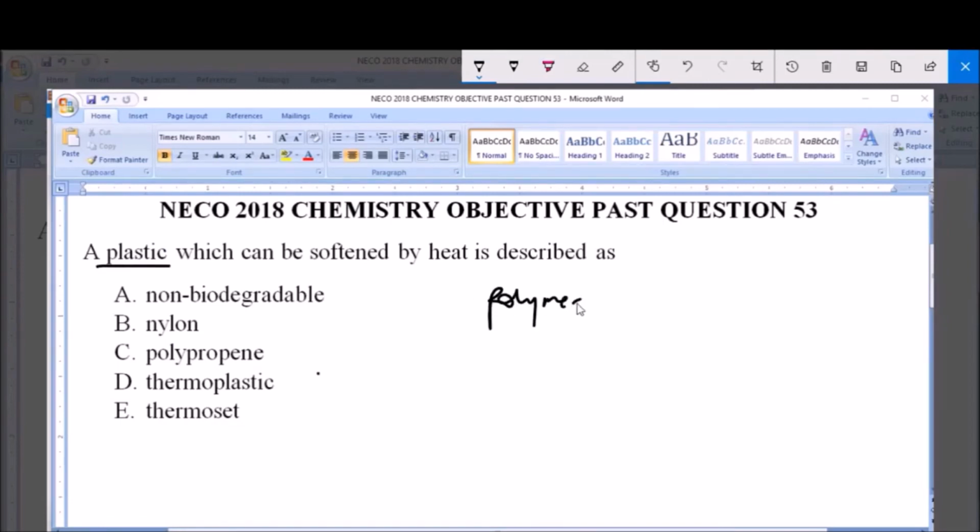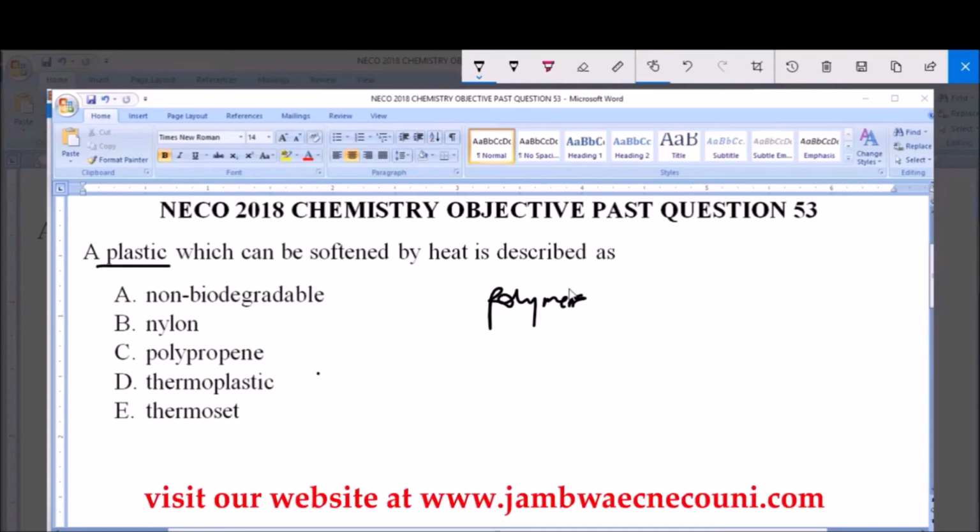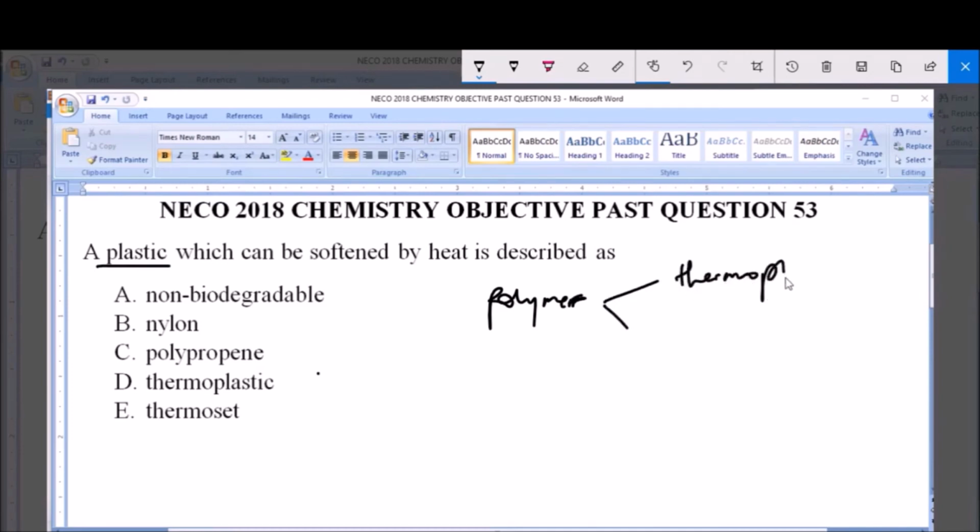Polymers are compounds which are gotten from polymerization reaction. That is, they consist of different monomers. So monomers come together via polymerization to produce polymers. Now, since plastic is a polymer, it is divided into two types. We have the thermoplastic and the thermosets.